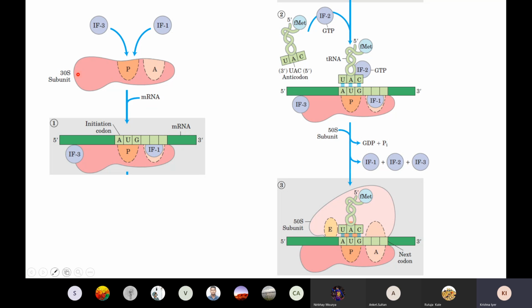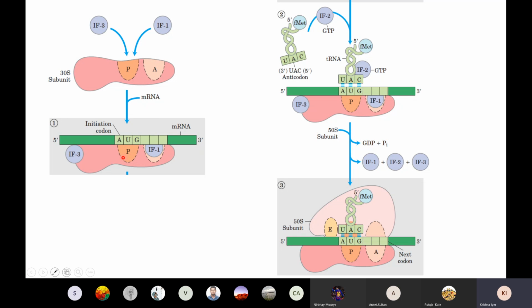After the mRNA comes and interacts with this 30S subunit, the ribosome scans the mRNA such that the AUG, which codes for the initiating formyl methionine, is placed at a location referred to as the P site, the peptidyl site. And as that happens, initiation factor 1 also comes in and sits at the A site.